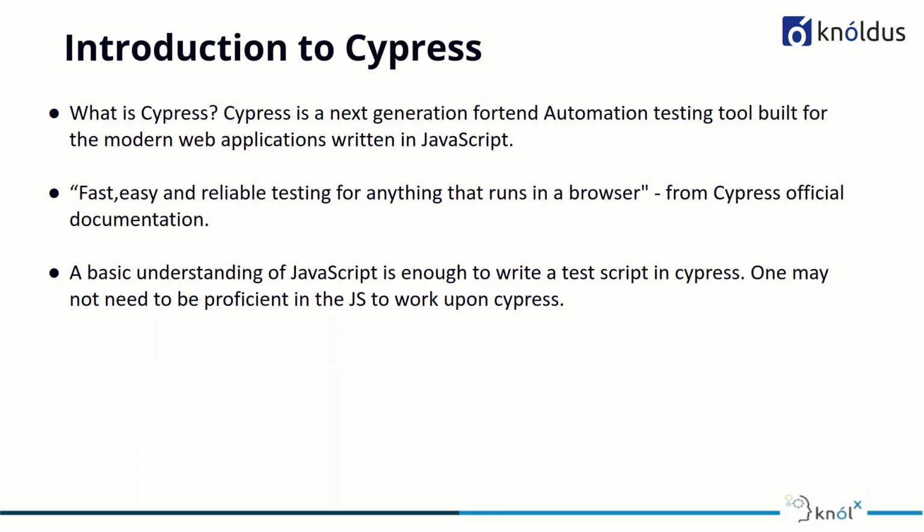So moving on, introduction to Cypress. As I mentioned, Cypress is a front-end test automation tool. I mean, basically, the major use of Cypress is for front-end test automation only, to test the modern web application. It is a tool that is written in JavaScript. And if you see the second point in the slide, this line is from the official documentation only. And I quote: fast, easy, and reliable testing for anything that runs on a browser.